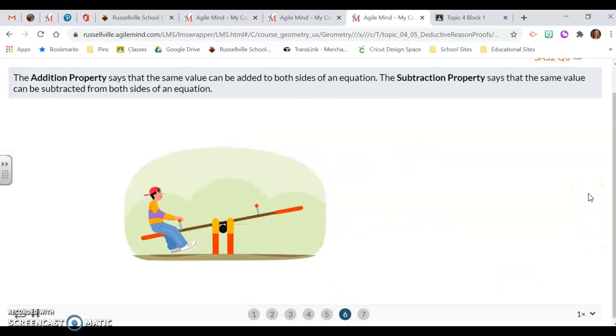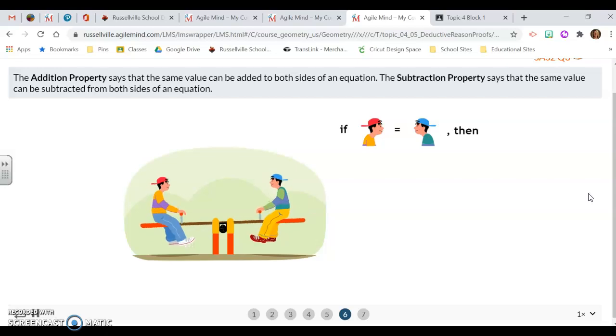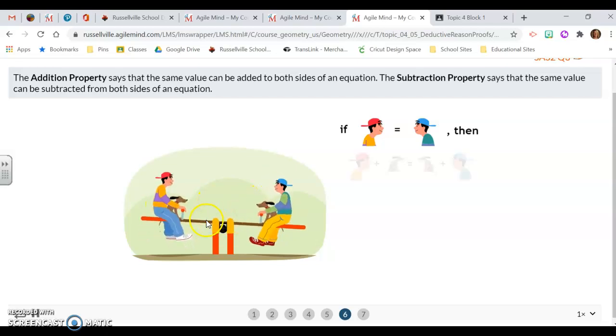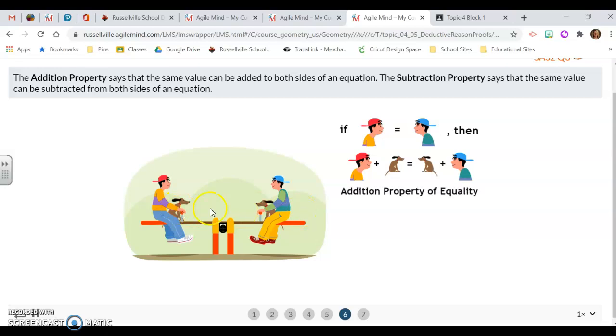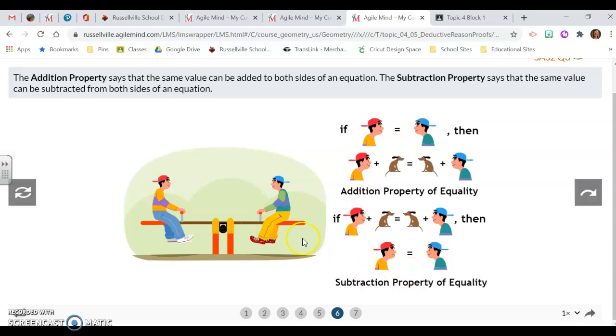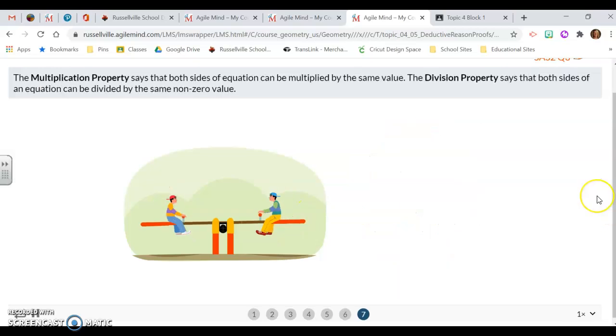And then we've got the addition and the subtraction property. Basically, it's saying that if we start off with something that's equal and we add the same amount to both sides, it's still going to remain equal. So we added the dog to both sides of the equation, both sides of the teeter-totter, and they remain equal. It's the same thing with subtraction property. We can take them away, and they're still going to remain equal.